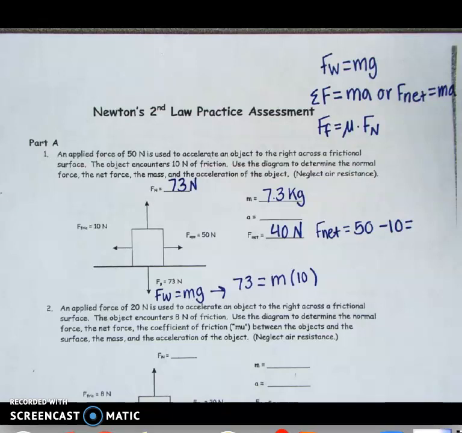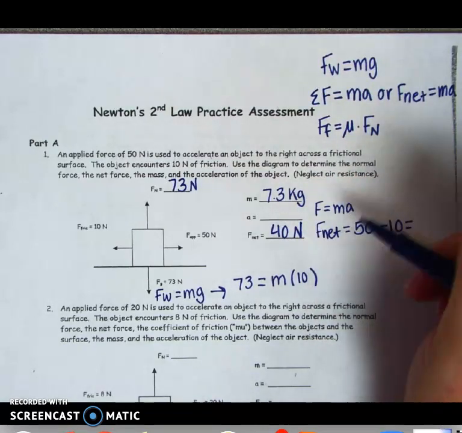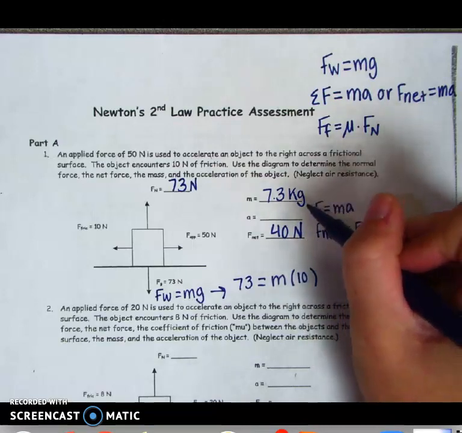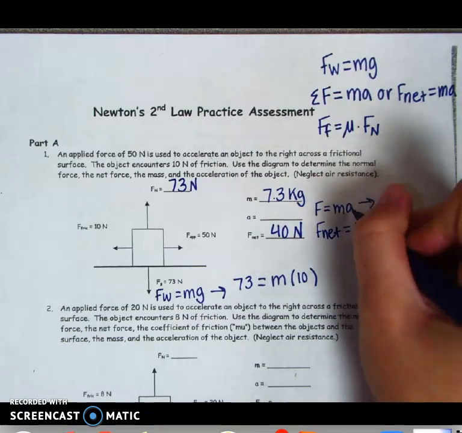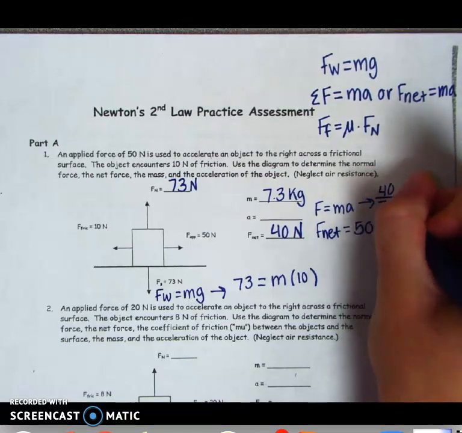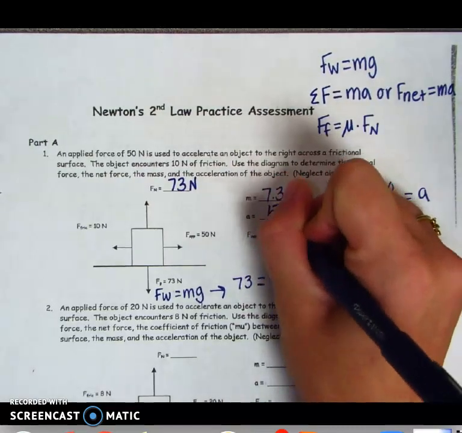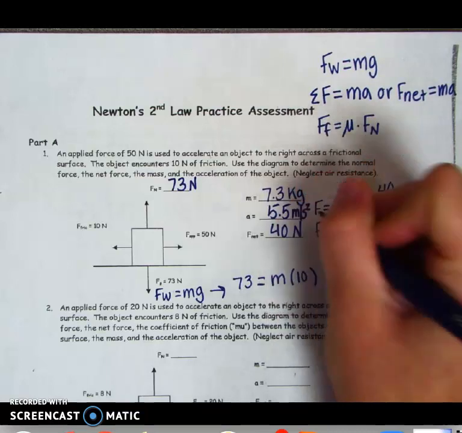All right, and then the last step, acceleration. We're going to use our second equation up top. We're going to say F equals ma, or F net equals ma. We know our F net is 40. We know our mass is 7.3. So we're going to end up getting a by itself by dividing by m on both sides. So we're going to end up with our 40 divided by 7.3 to give us our acceleration. And so we should get something around 5.5. So we're going to say 5.5 meters per second squared.